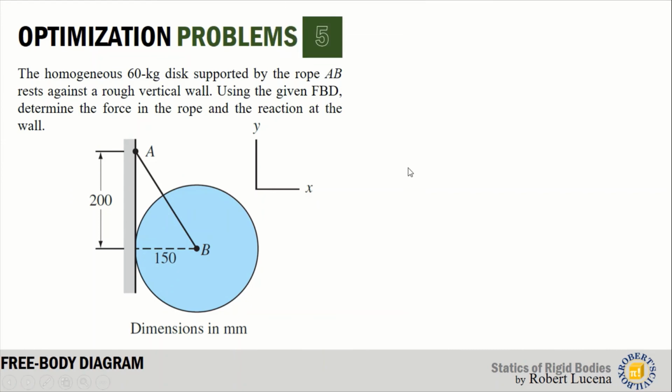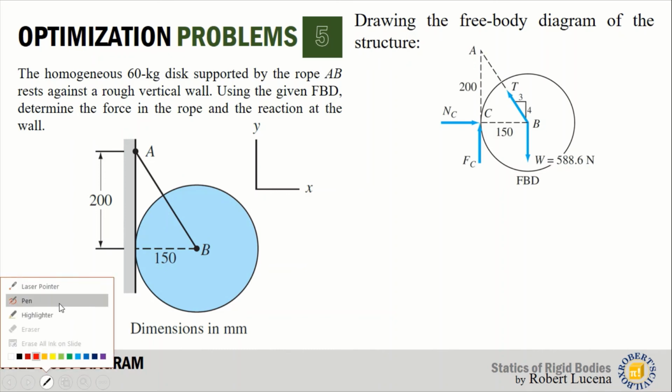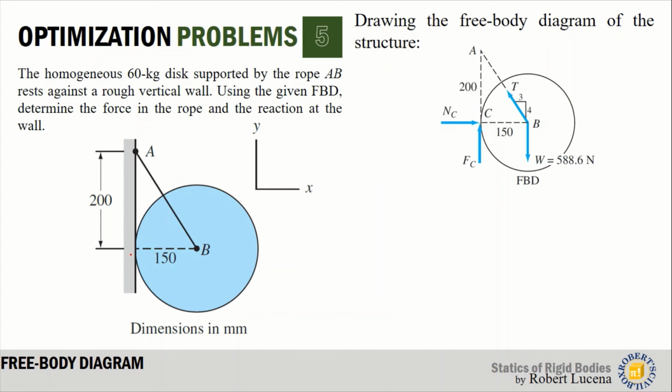So to analyze this structure, let's draw the free body diagram. And the first thing we do is we remove the supports. So first we remove the tension at the cable and the friction at the wall that has a friction. Okay, so next we put the applied load, that is W equals 588.6 Newton, determined from the mass of 60 kilogram that is given.